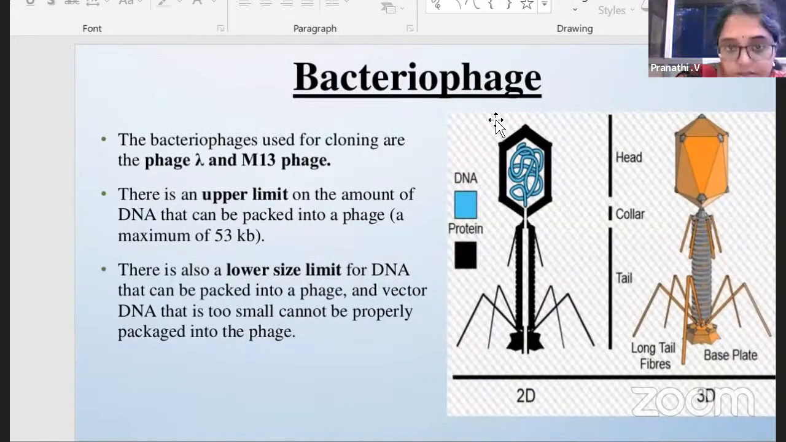Now you have bacteriophages. What are these? You have phage lambda, lambda phage as it is known, and M13 phage. Bacteriophages are viruses in nature. They have a hexagonal head, and then the collar, the tail, and the base plate. The upper limit is around 53 kilobases of DNA that can be accommodated in this, and the lower limit can be less than that obviously. So this is also small as such.